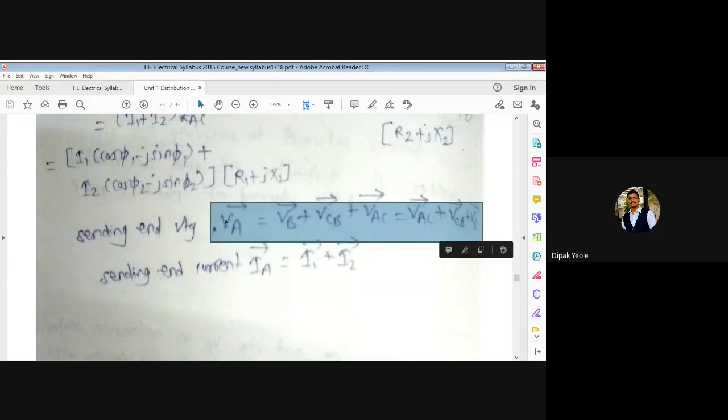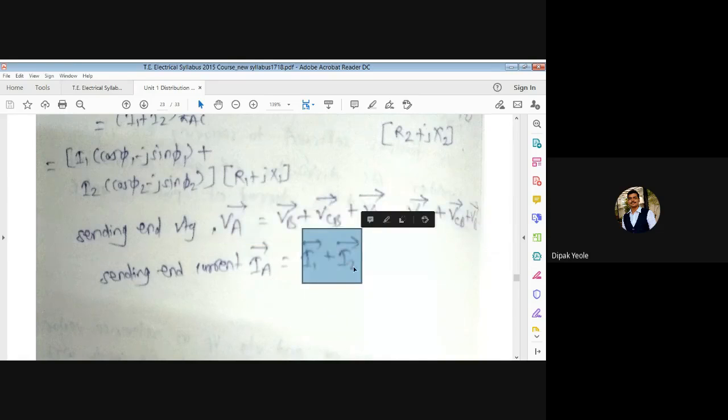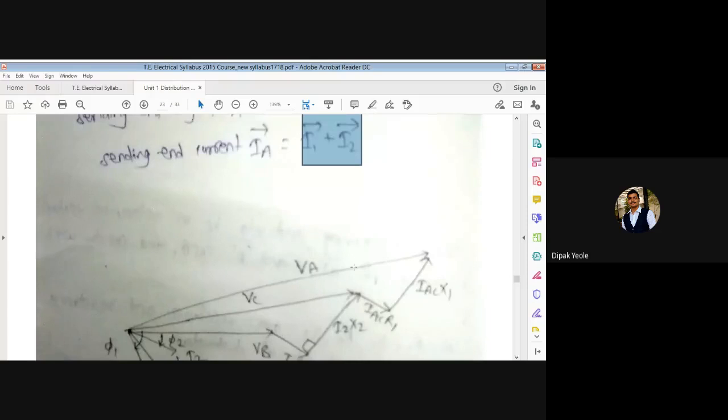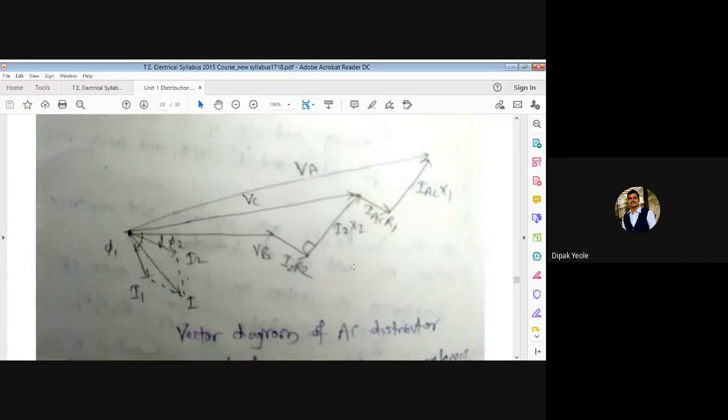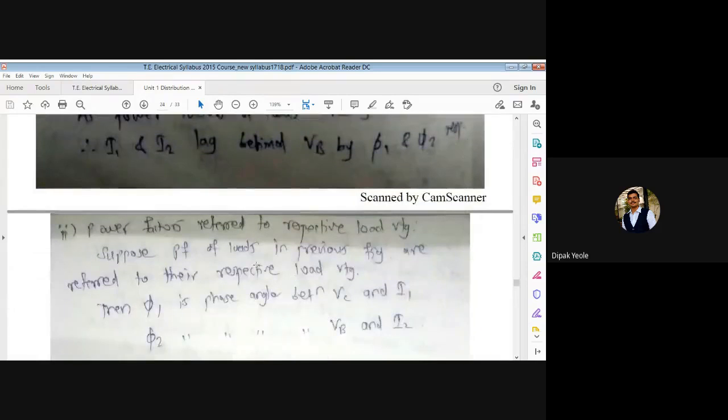Hence you have to remember this formula: VA equals the addition of all the voltages, VB plus VCB plus VAC. Yes, and what is the sending end current? The combination of two components, I1 plus I2. So this is for power factor or voltage at receiving end, or you can say power factor with respect to the load.